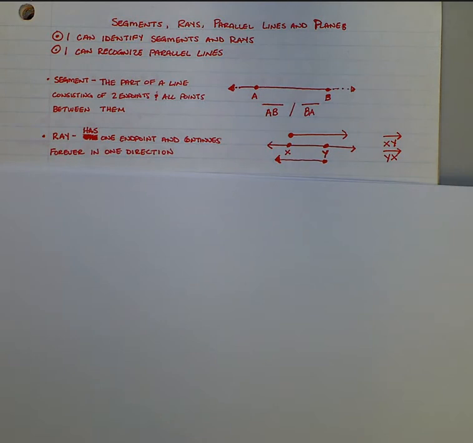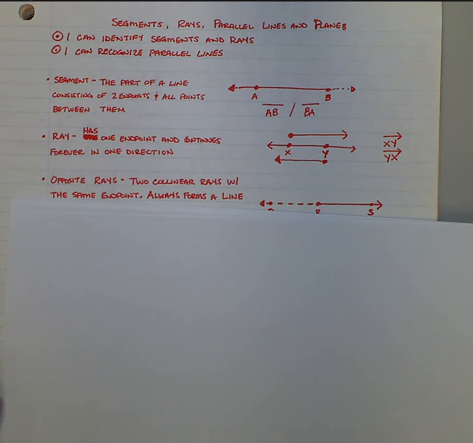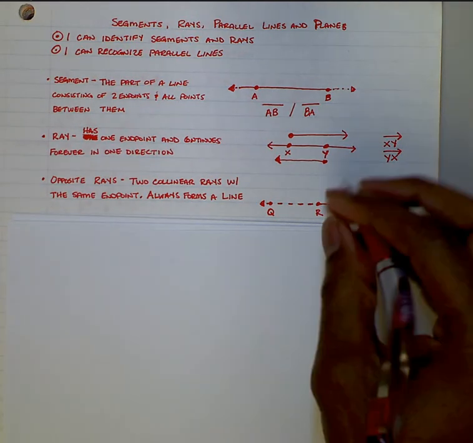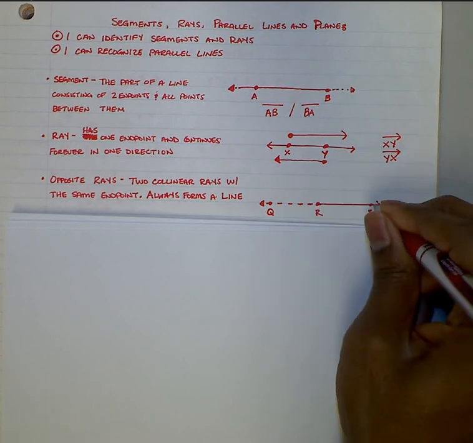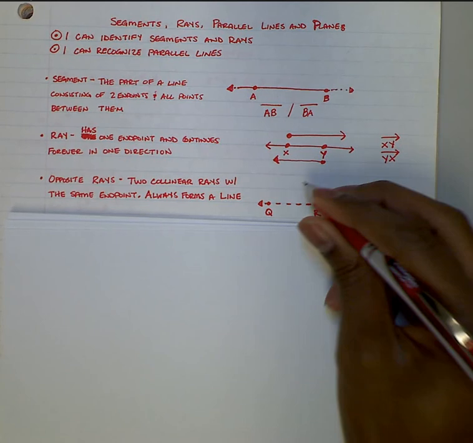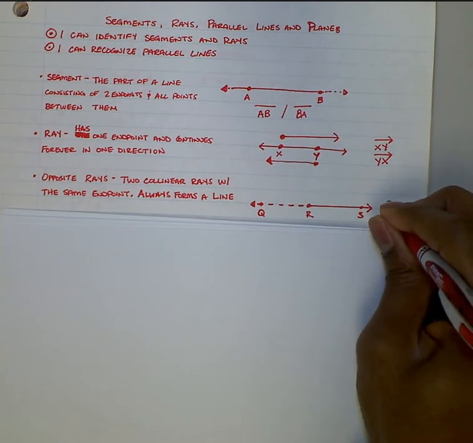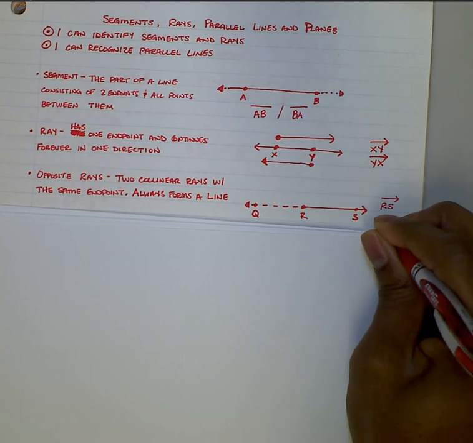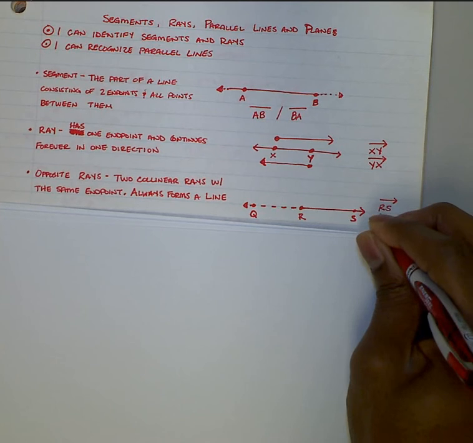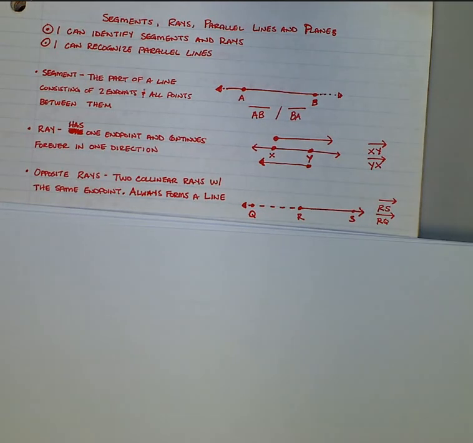So segments, rays, and then last one, opposite rays. Opposite rays are just two collinear rays with the same endpoint. Here we have a set of opposite rays, ray RS and ray RQ. Notice they both start with R. Remember, we always start with our endpoint. RQ. And what do opposite rays do? They're just two rays that make a straight line. They form a straight line.